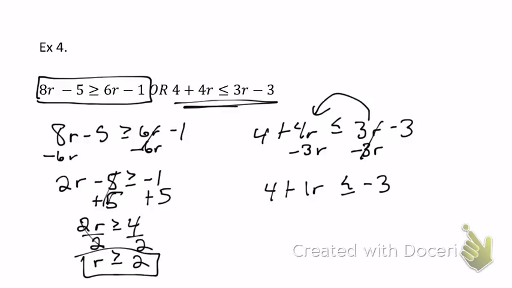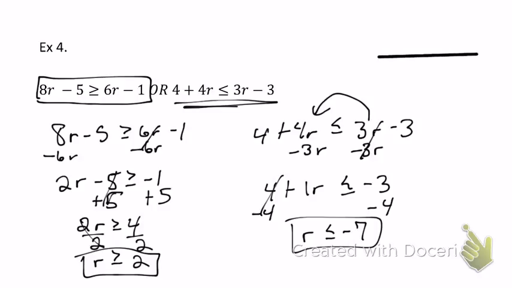Next thing we need to do is get rid of this plus 4. So I know to get rid of plus 4 with a minus 4. 4 minus 4 will leave us with 0. And then 1r is less than or equal to negative 7. We've got our two solutions. Only thing we have left to do is put it on a number line and call it good.